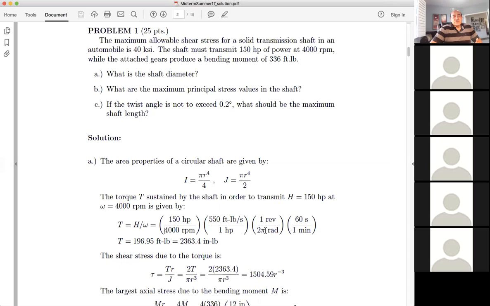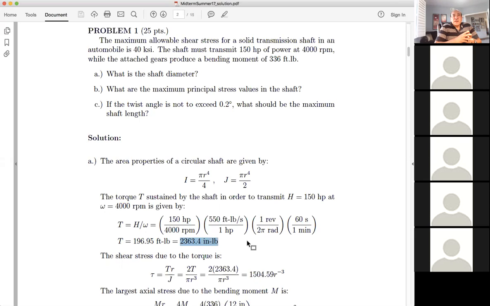Some of you opted to use SI units, but that led to some numerical errors. But if you use the formula for horsepower and RPM directly to torque in foot-pound, then most of you got that answer, 2363. So that's fine. So we have some number here.